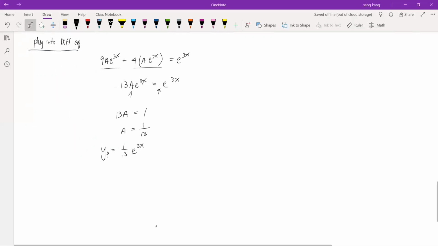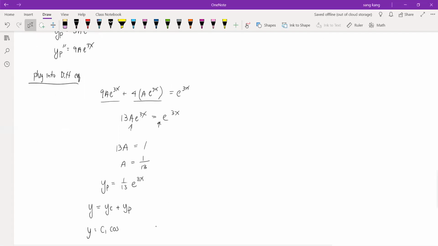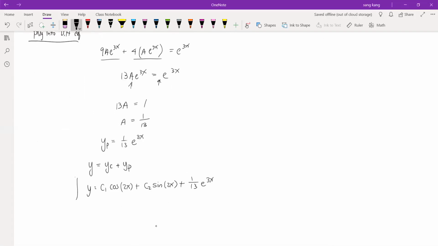Right? So our general solution will be complementary plus the particular. So complementary was c1 cosine of 2x plus c2 sine of 2x plus our particular, which is 1/13 e to the 3x. So there's our general solution to our second order differential equation.